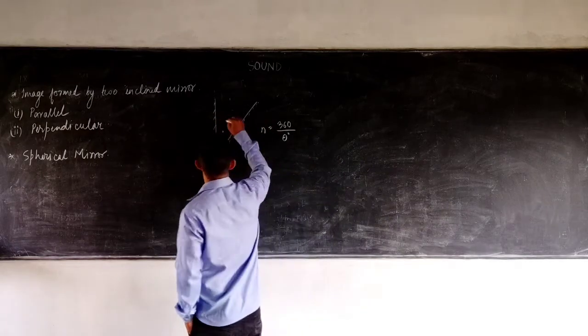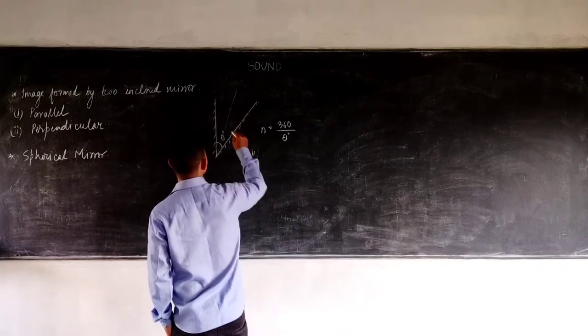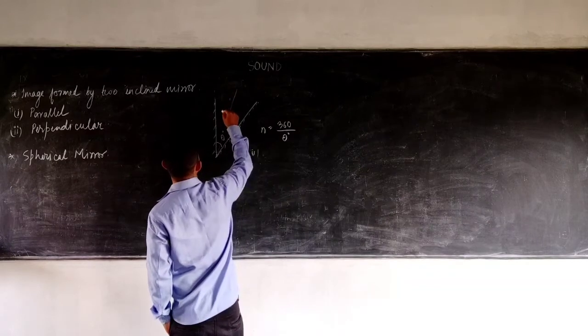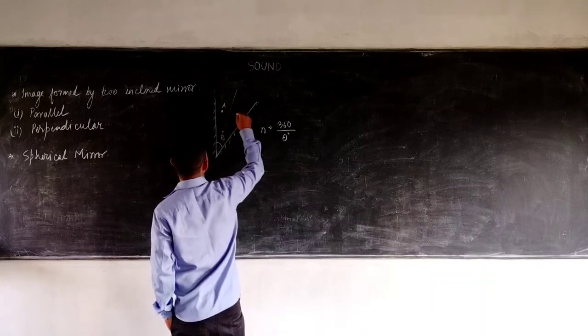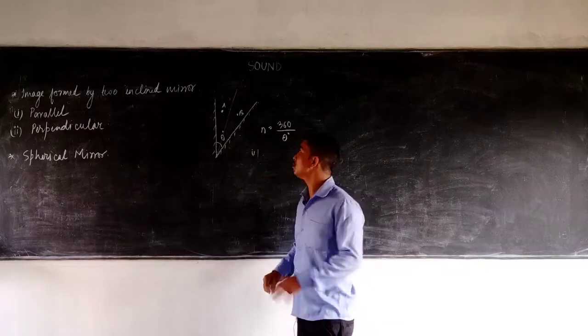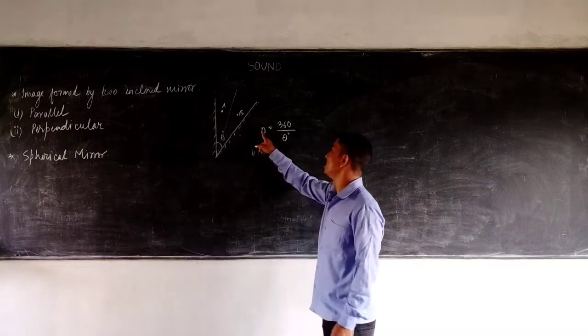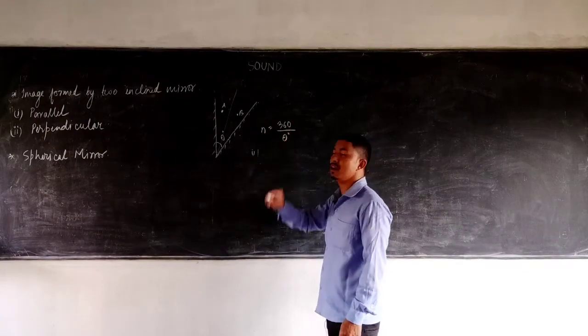Asymmetrically means it is not exactly on the angle bisector. If the object does not lie on the angle bisector, suppose it is here or here at B, that is known as asymmetrical. If the object is placed asymmetrically, then the number of images formed is given by n equals 360 divided by theta.